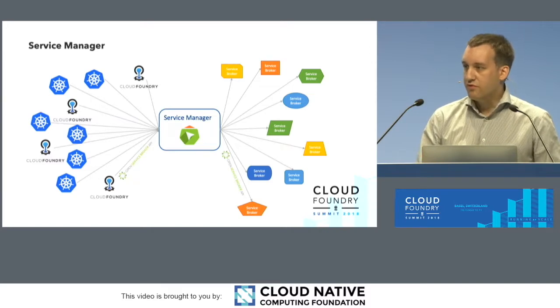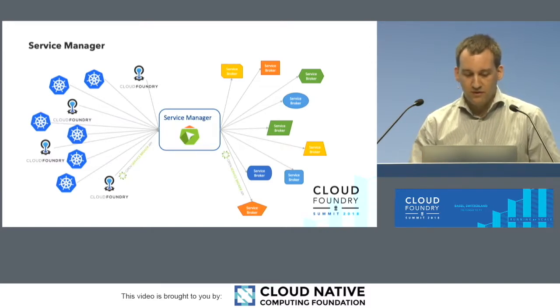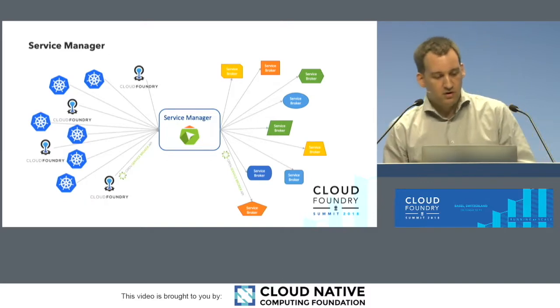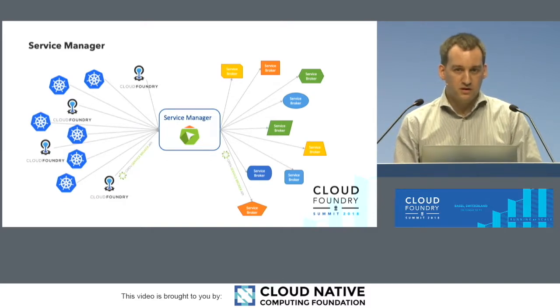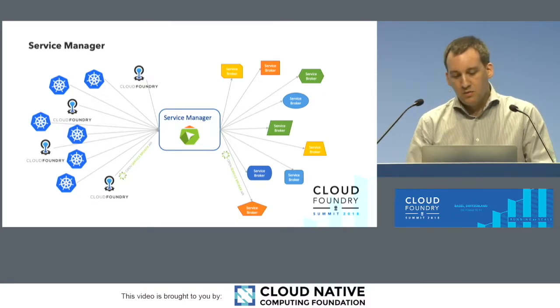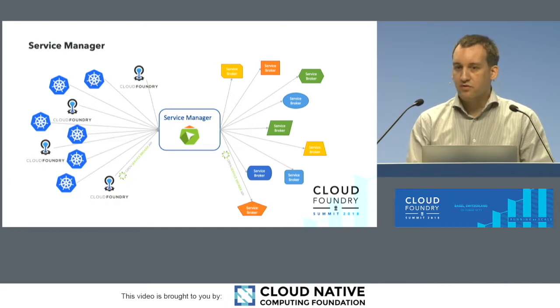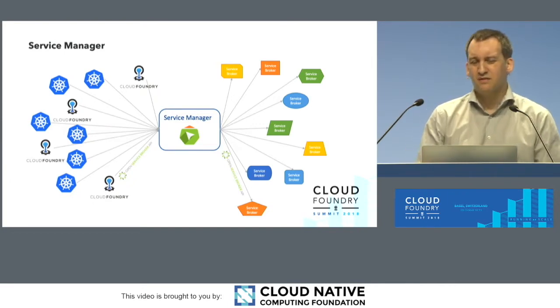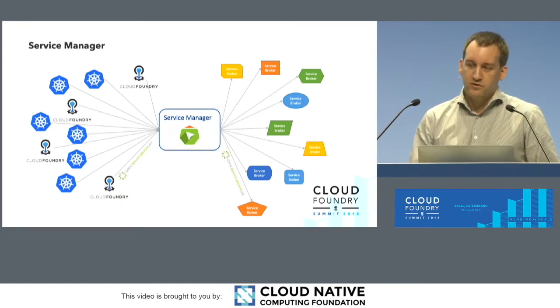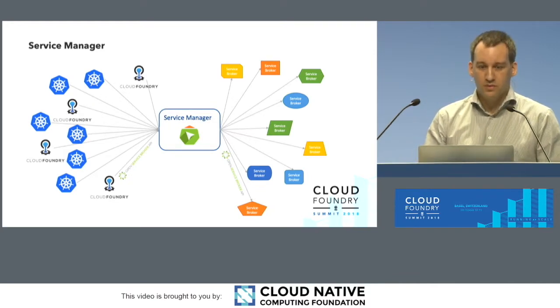The same is true for the service broker. So when we have a new service broker, a new service, we add it to the service manager, and the service manager will then distribute this registration to whatever platform we think it has to go. On the way, we can also apply policies like, well, the service broker provides services A, B, and C, but this Kubernetes cluster here should only see B and C. So we can modify the catalog of the service broker on the way to the Kubernetes cluster.